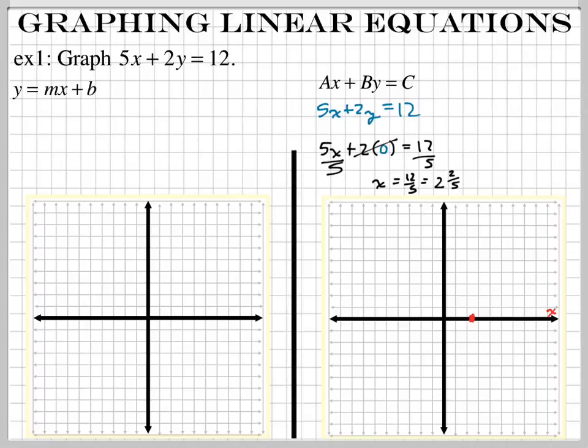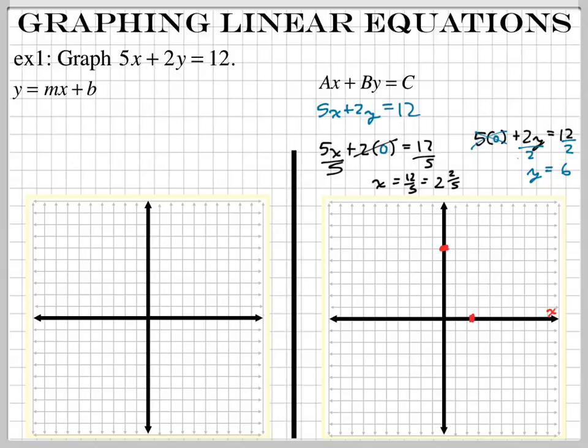And now what about the y-intercept? What do I have to plug 0 in for to find the y-intercept? Now you got to plug into x. So we got 5x plus 2y equals 12. I plug the 0 into there, and the 5x disappears. Divide both sides by 2. y equals 6. And so I go over to 6 on my y-axis, and I go 1, 2, 3, 4, 5, 6. And I put a dot right there.